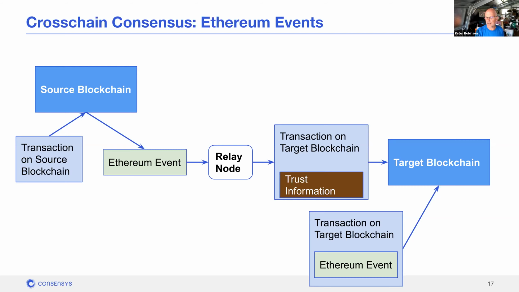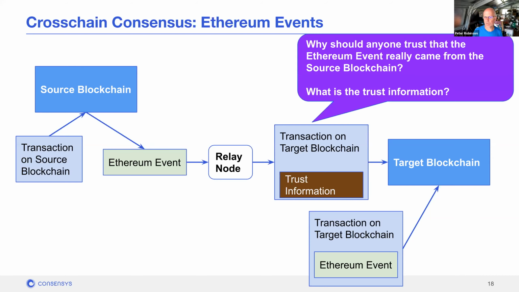And then you've got another transaction with the actual event in it, and you submit that to the target blockchain and then utilize that in conjunction with a contract on the target blockchain to then execute some functionality. But the big question is, why should the target blockchain trust the information? How can it trust that?